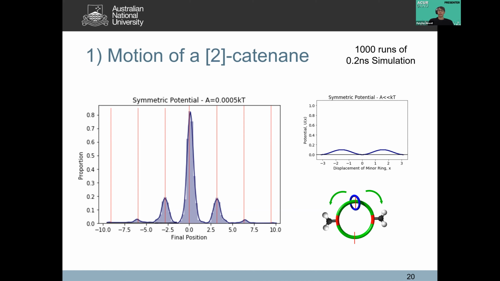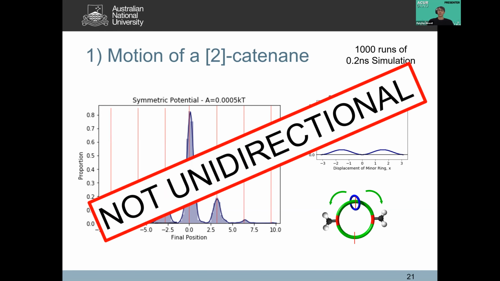The problem with this case, however, is that our blocking groups are symmetric. So there's as much resistance to moving left as there is to moving right. And if you run your simulation, again, our car is moving forwards as often as it's moving backwards. And that's not a very effective machine. And it's not unidirectional motion.